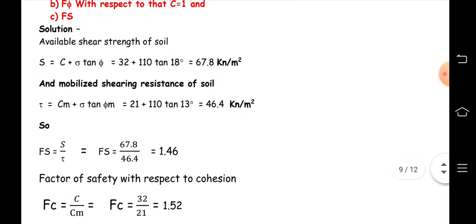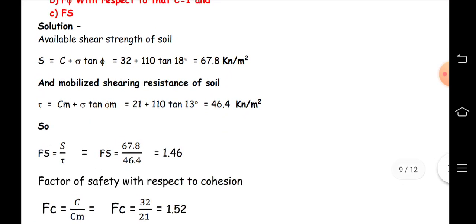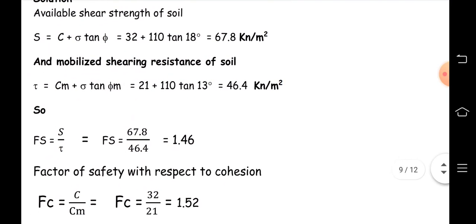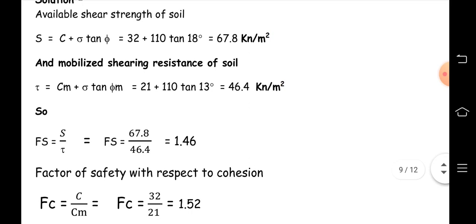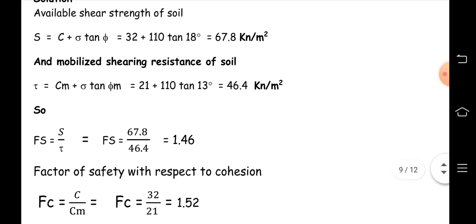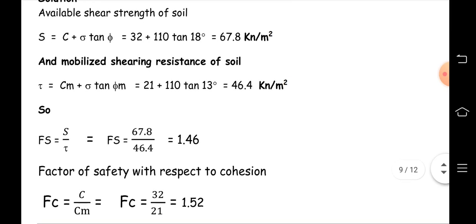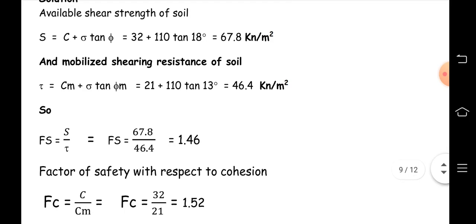Okay, as we know, the available shear strength formula: factor of safety equal to S upon tau. So S equal to C plus sigma tan phi, and tau equal to Cm plus sigma tan of phi m. Right? Cm means mobilized cohesion, and phi m means mobilized angle of internal friction.